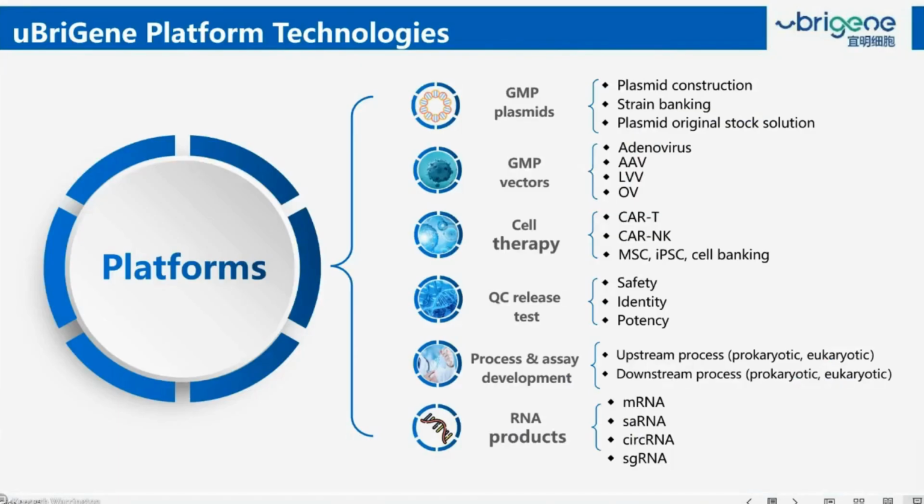So uBriGene offers a number of platform technologies across all of the advanced therapies currently under active development. But for the sake of today's presentation, I'm going to focus a little bit on our plasmid capabilities, because it is a critical template for the production of RNA. And certainly the focus will be on our RNA product offerings for manufacturing. For this presentation, we'll cover at a high level mRNA, self-amplifying RNA, circRNA, and we'll start with small guide RNAs.